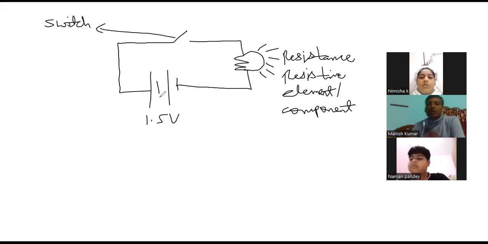What is the meaning of resistance? Which resists the flow of electricity. Resistance or resistive element or resistive component, the definition will be the same: which resists the flow of electricity.